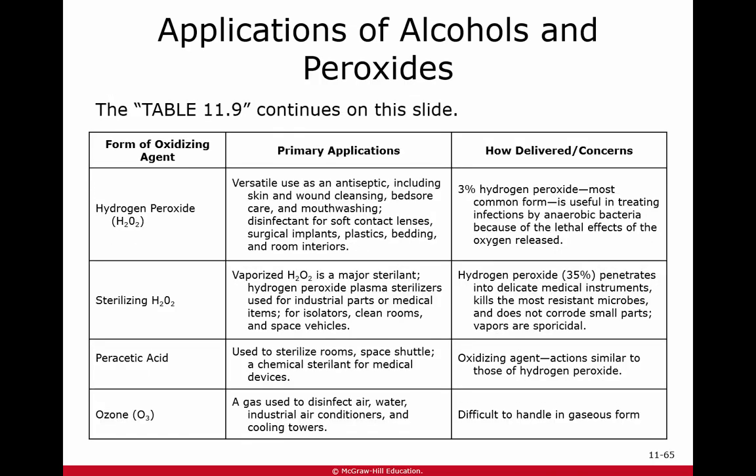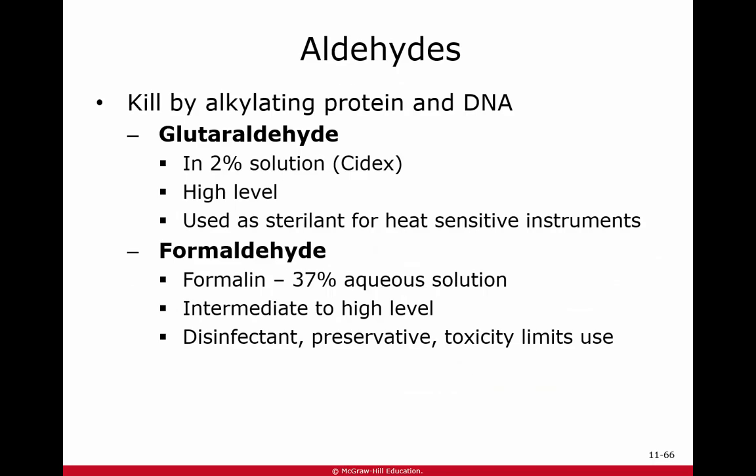Hydrogen peroxide, again, a 3% hydrogen peroxide solution is plenty, and the bubble gas that's given off is your oxygen. And then ozone would be another form of an oxidizing agent, but again, it's difficult to handle in gaseous form, therefore it's usually used more in industry.